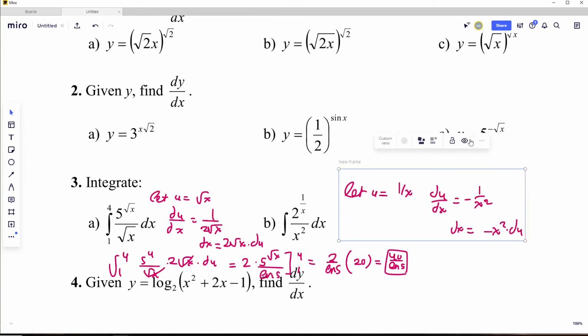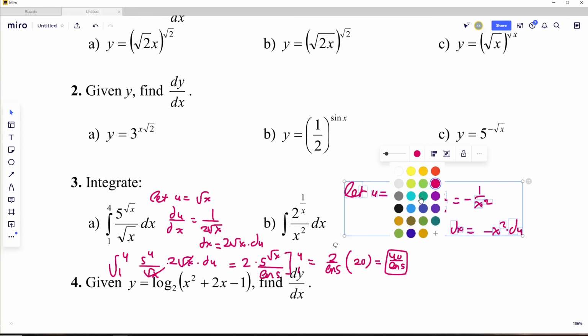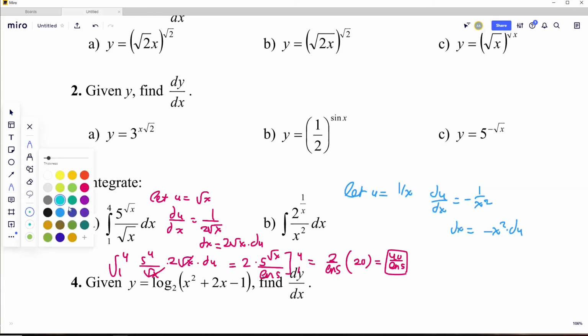We're going to change colors. So delete, change the color to blue. I forgot which blue I picked. I mean, I can write in that blue and then switch here. So yeah, let's continue.